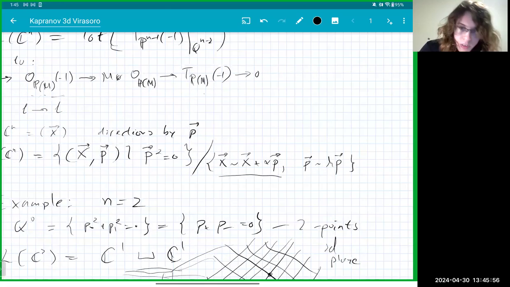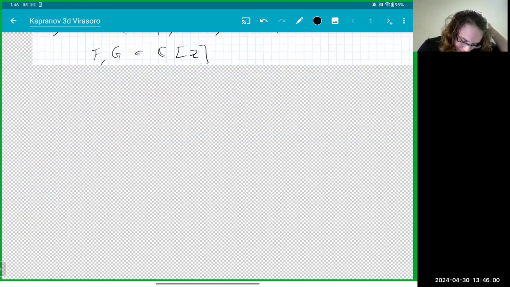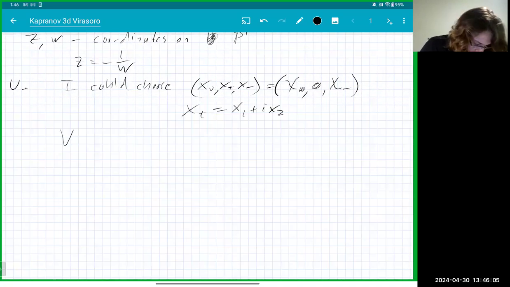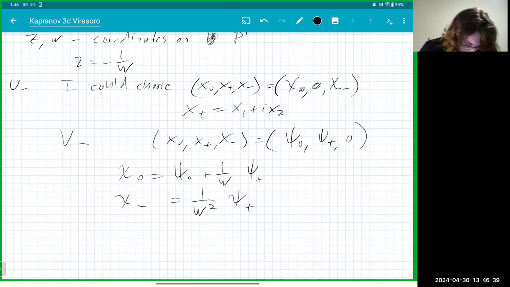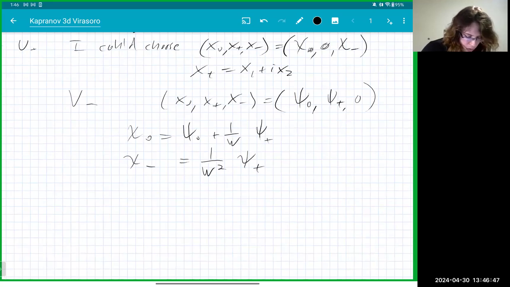Like this one. And similarly over U minus, I could kill x minus. And then I could see how they relate to each other. So the gluing function between them looks like that. Okay, and from here, I could already write down the contact form explicitly and the bracket between two functions. Let me write it down.